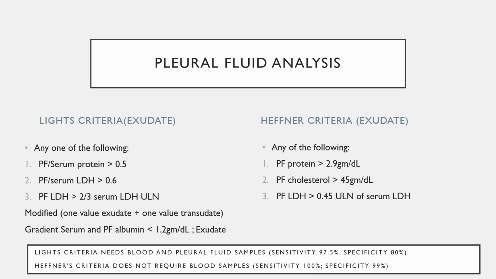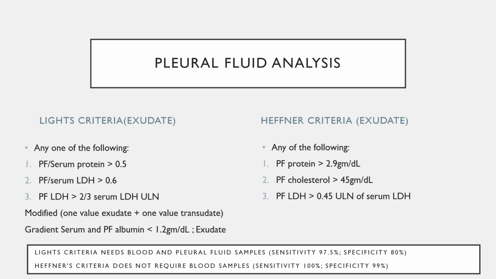fluid albumin. So you get the number of the serum albumin from the LFT, and then you also get the numbers from the pleural fluid albumin. From the serum albumin, if you deduct the pleural fluid albumin, and if the value comes out to be less than 1.2 grams per deciliter or 12 grams per liter, then it is an exudate. It's a very simple mathematical formula.